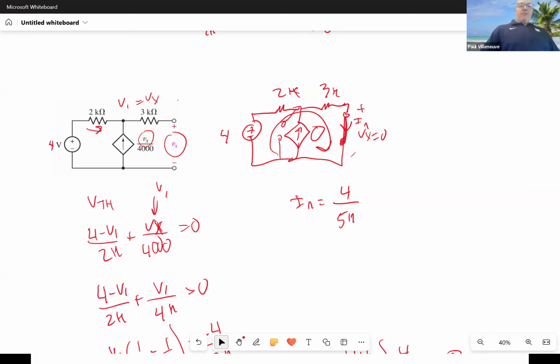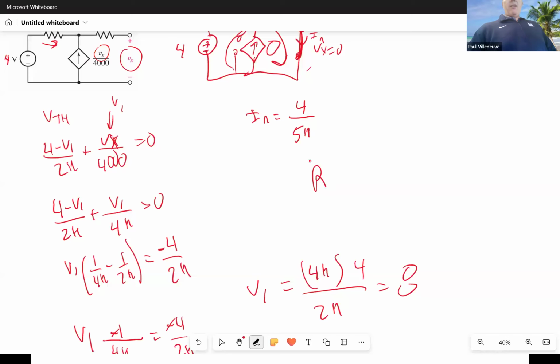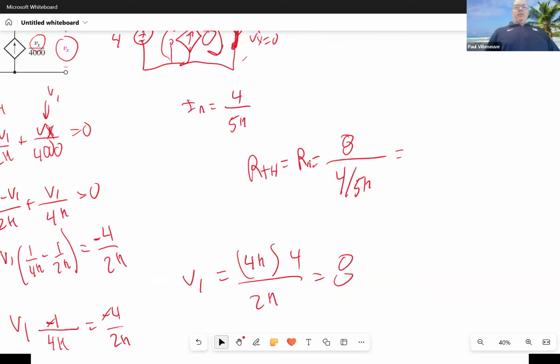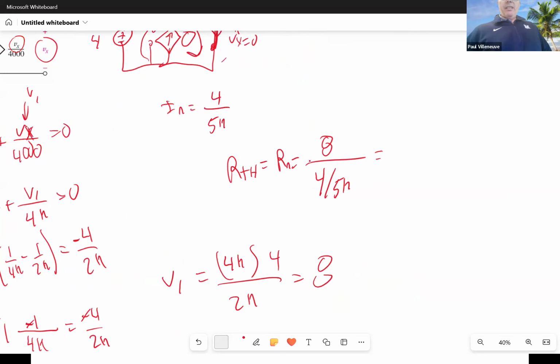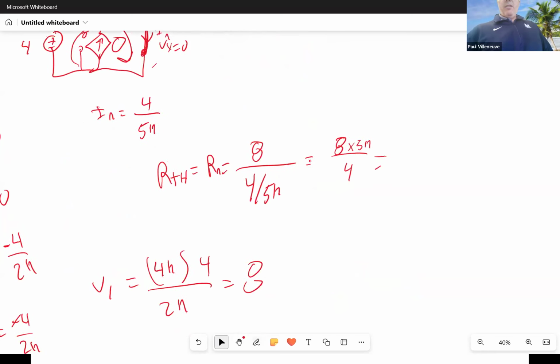So now my R Thevenin, or R Norton, is 8 divided by 4 over 5K, which is really equal to, let's see, we can invert and multiply, 8 times 5K over 4, which is equal to 10K.